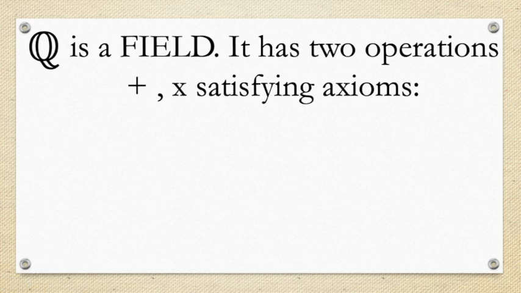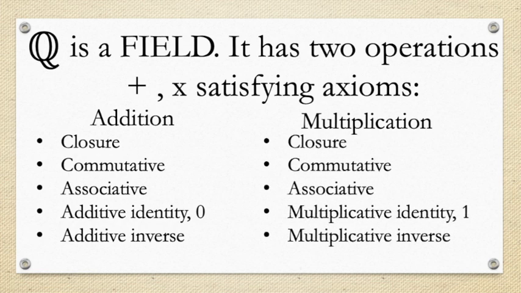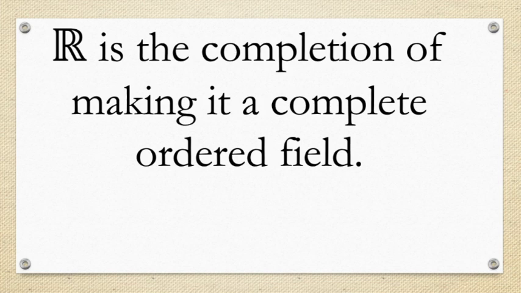We know that Q has order just like Z. That is, we know Q is a field because it satisfies all axioms needed to become a field. And what are these axioms? So we have two operations, addition and multiplication. However, it's somehow not complete, so we need to extend Q. That means we need a new set to complete Q. And that would be R. R is the completion of Q, making it a complete ordered field.